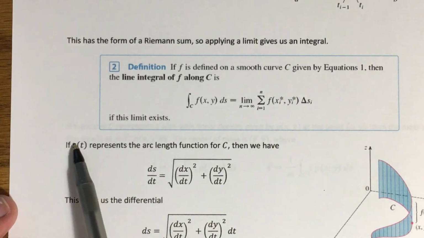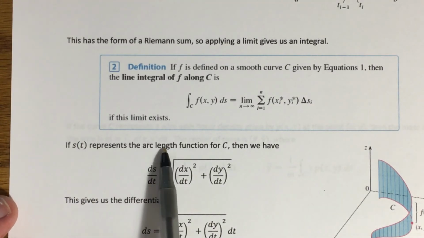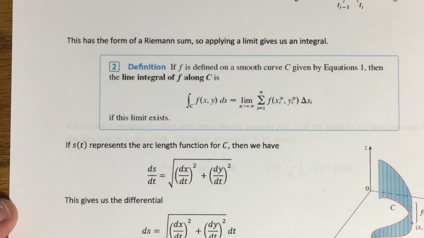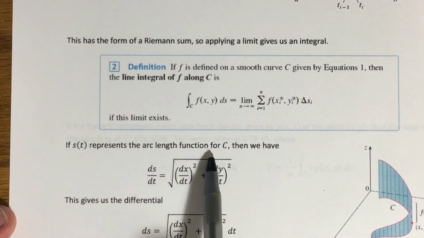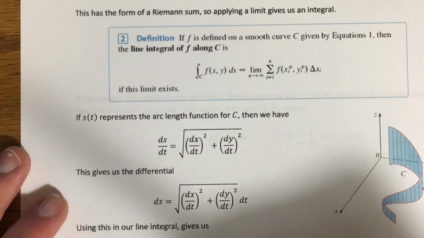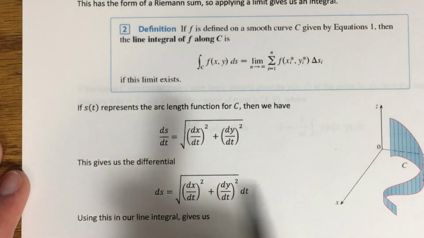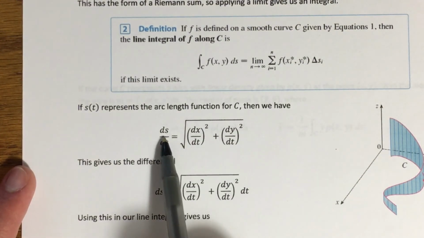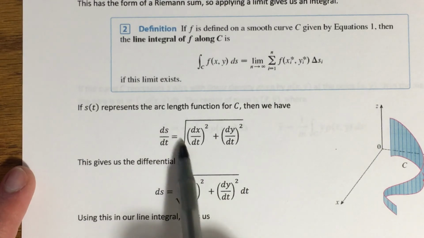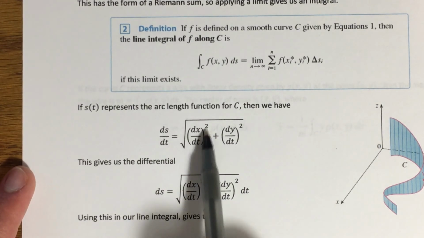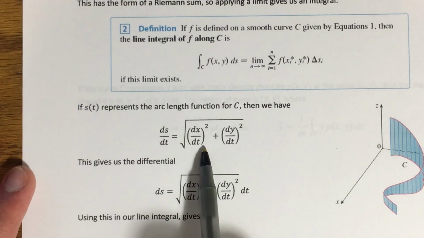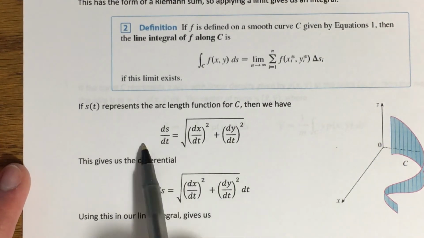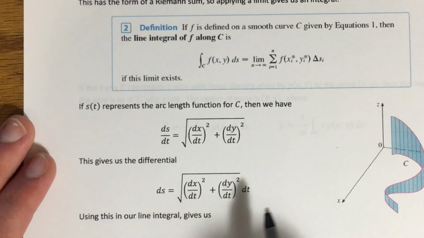So if s of t represents the arc length function, which we've talked about before, and you talk about in Calculus 2 as well, if it represents the arc length function for C, then based on the work that you've done in Calc 2, and we revisited that early on in this course, we know that ds/dt is equal to the square root of (dx/dt) squared plus (dy/dt) squared. This is a previous result. We're not going to go through and derive this again.